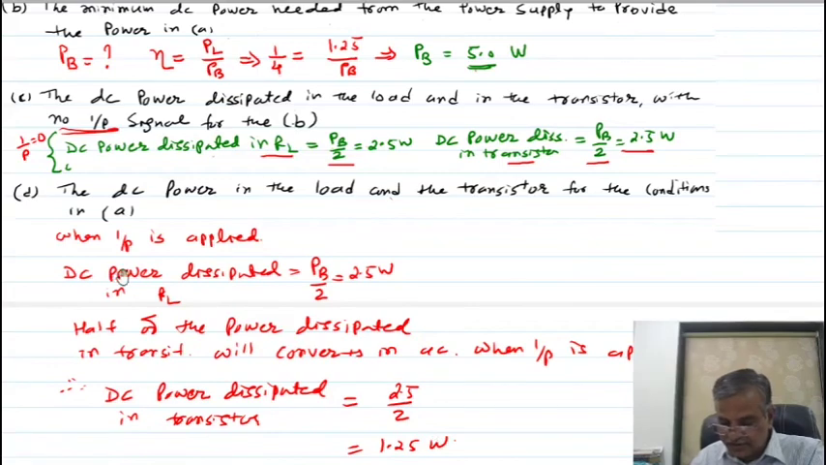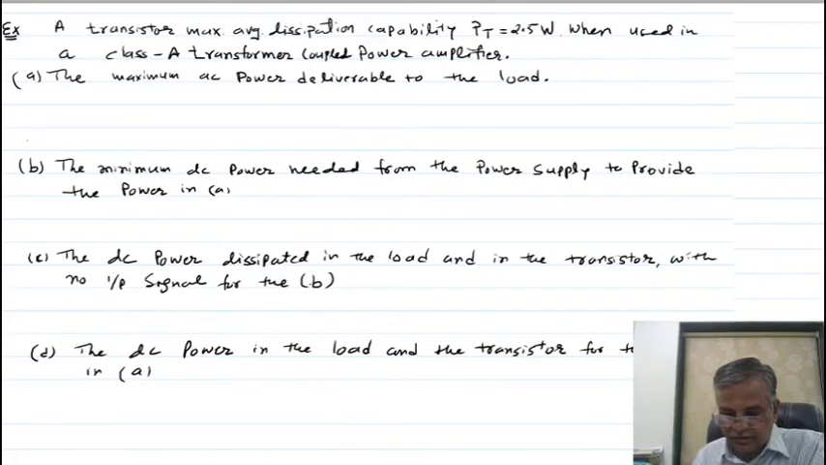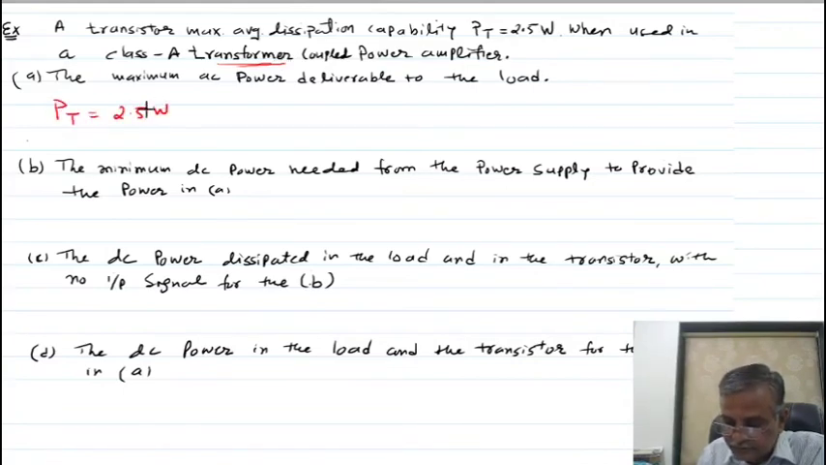Now let us discuss the second numerical. What is the change here? In the previous case we had a direct resistive coupled amplifier. Now I am using a transformer coupled amplifier. The PT they have given is 2.5 watt. The maximum AC power delivered to the load is PT by 2. The answer is the same, you get 1.25 watt.